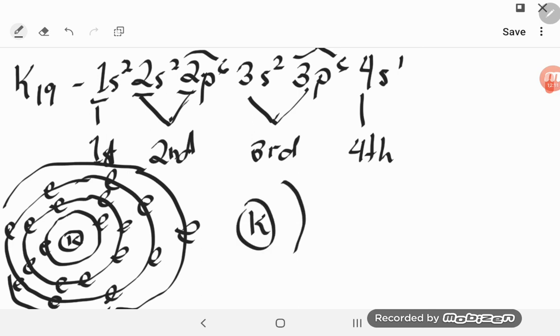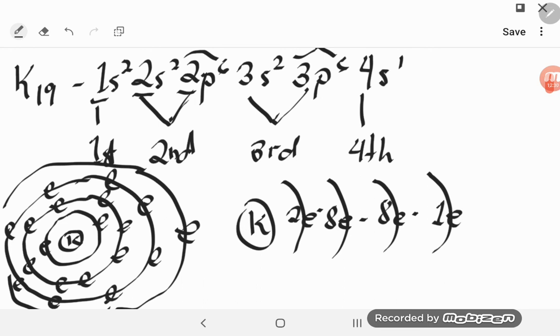In the first energy level, we have 2 electrons. In the second energy level, we have 8 electrons. In the third energy level, we have 8 electrons. And in the last energy level, we have 1 electron. So that's just the same. It's just that this uses only little space of your paper.